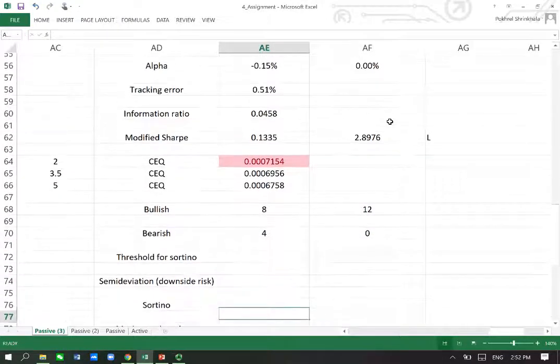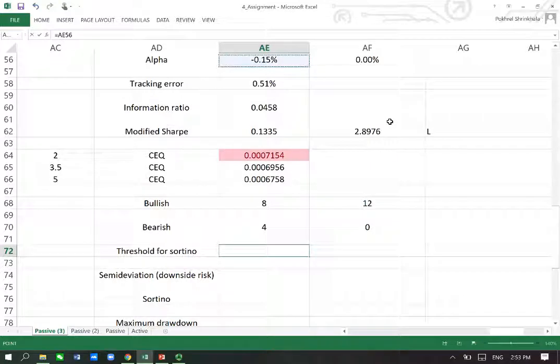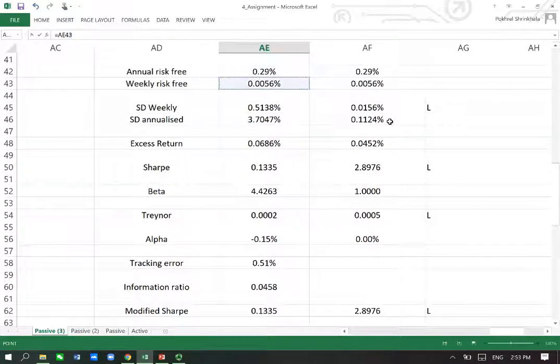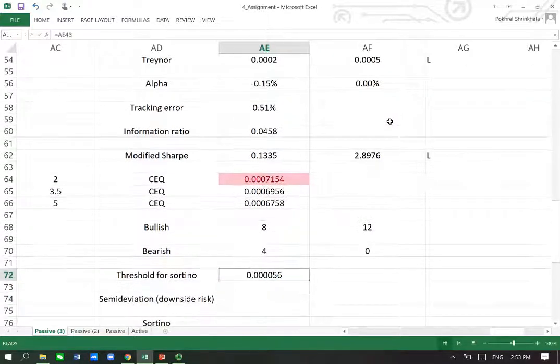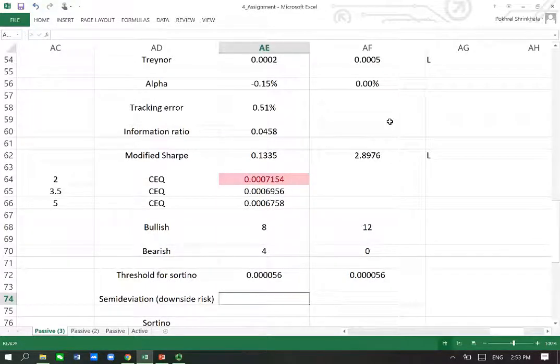Now we need to calculate the Sortino ratio, a very important measure, especially when the market is in a declining trend. I've got another video which discusses the Sortino for reference purposes. You can look into that. But here, as the threshold for the Sortino, I'm going to put the weekly risk-free rate, because we're taking everything on a weekly basis. Now I need to find out the downside risk, which can be computed simply.